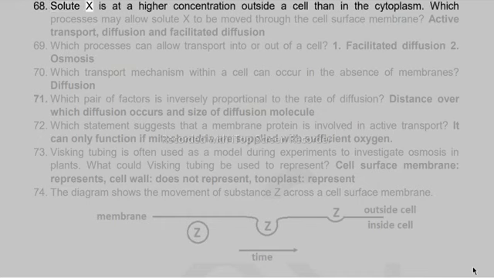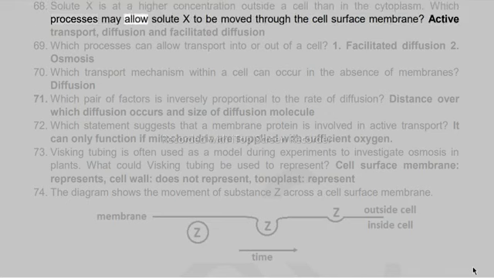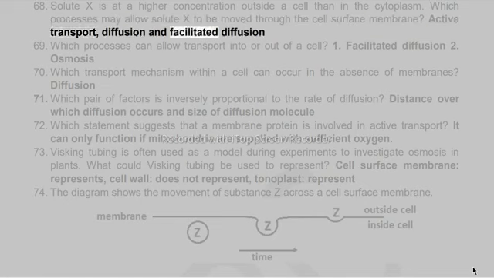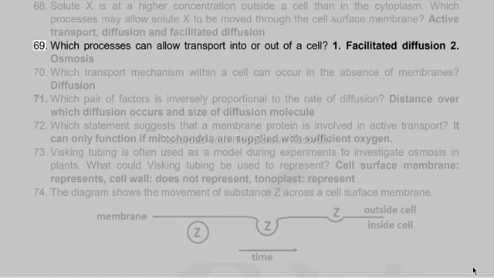68. Solute X is at a higher concentration outside a cell than in the cytoplasm. Which processes may allow solute X to be moved through the cell surface membrane? Active transport, diffusion and facilitated diffusion. 69. Which processes can allow transport into or out of a cell?